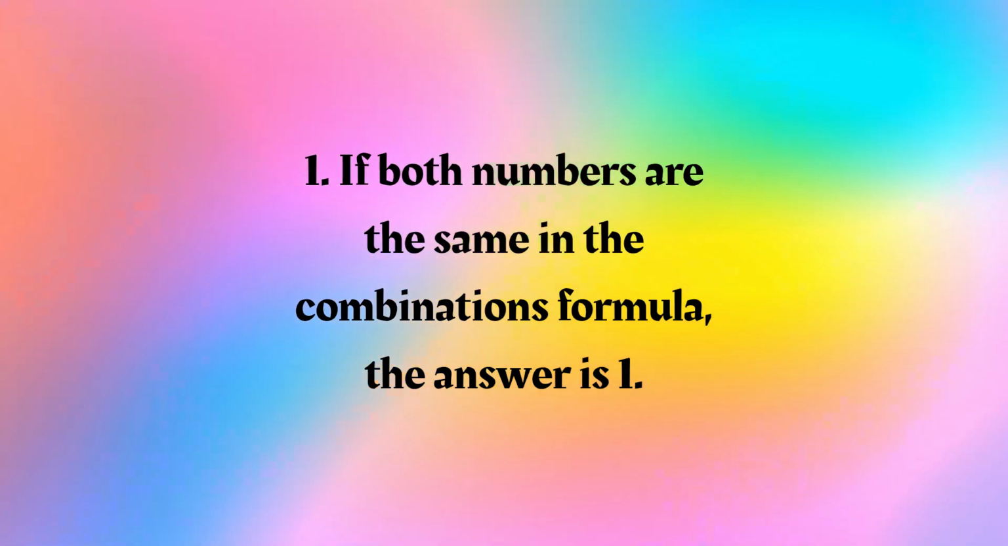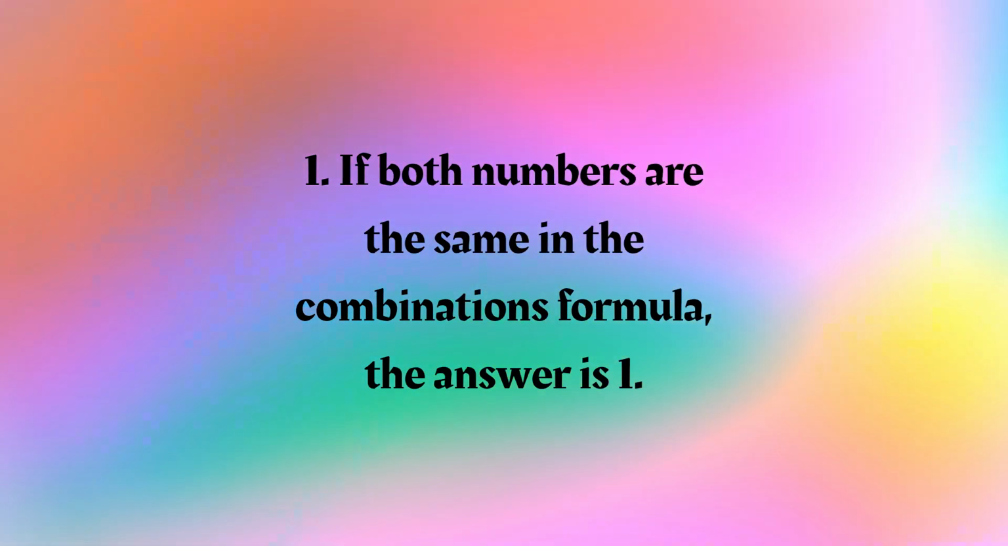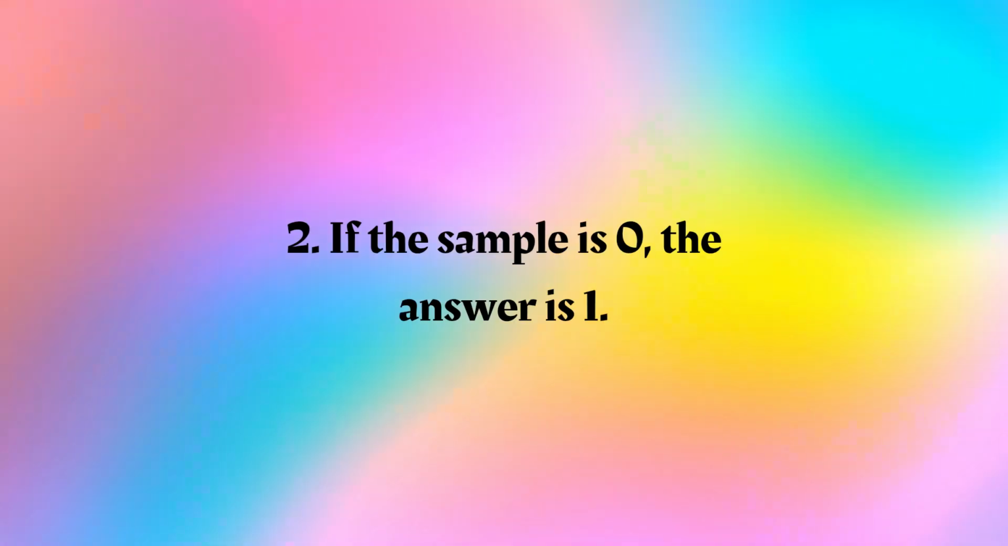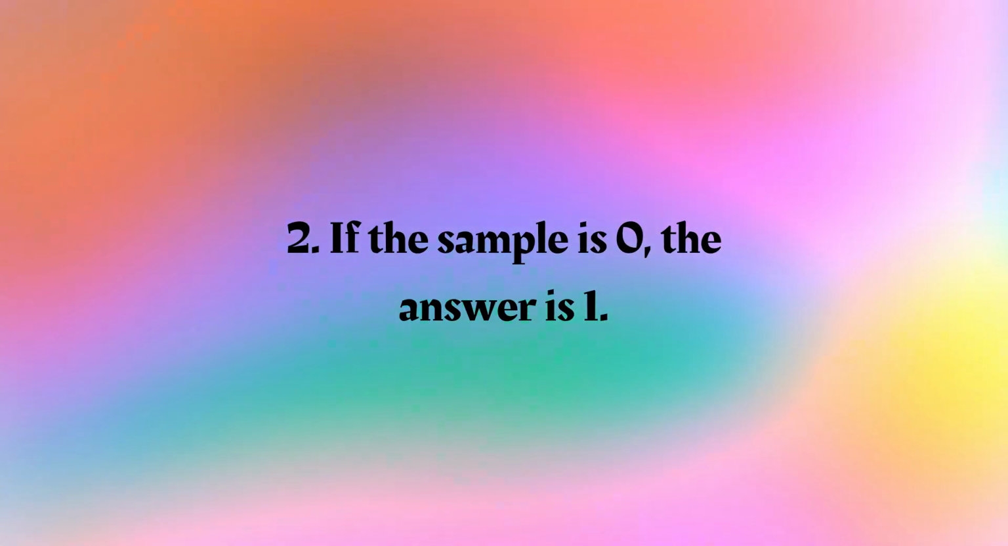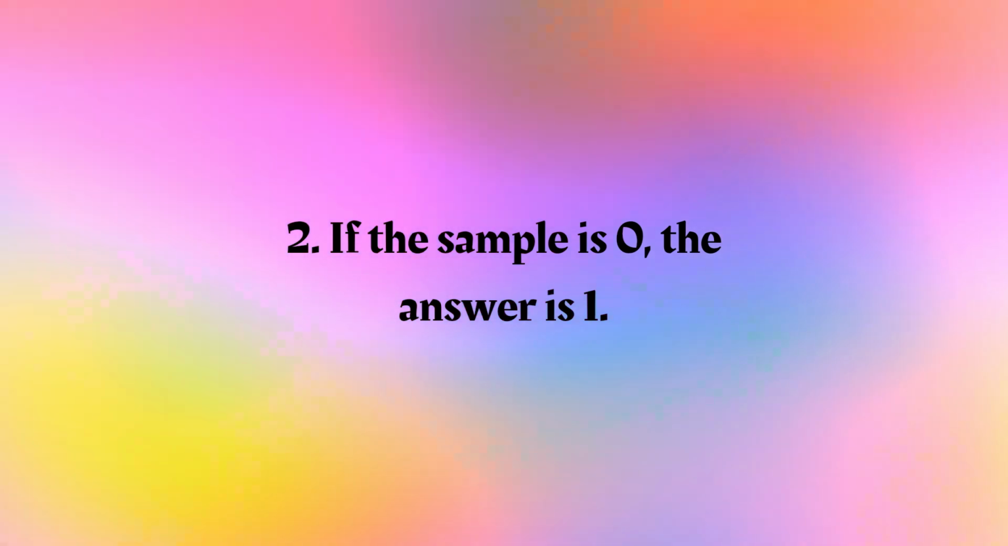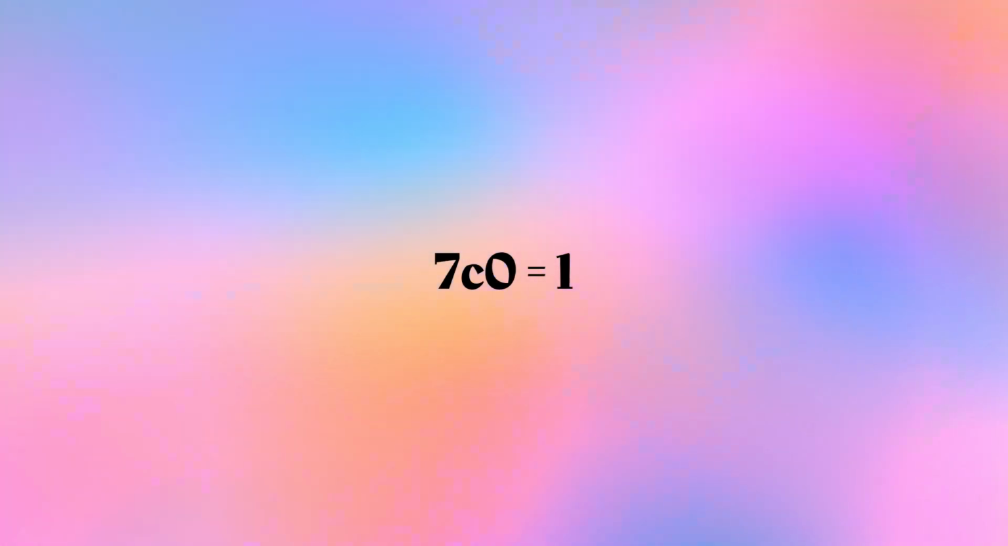If both numbers are the same in the combinations formula, the answer is 1. For example, 6 combination 6 equals 1. If the sample is 0, then the answer is 1. For example, 7 combination 0 is 1.